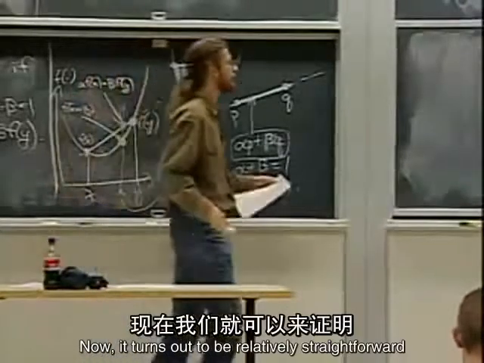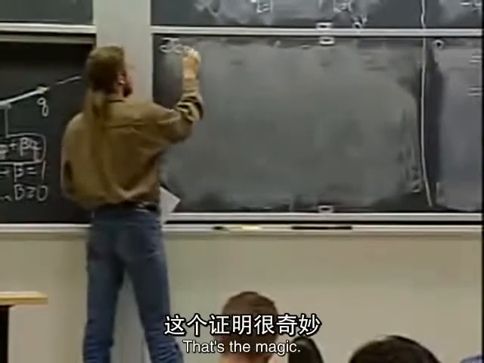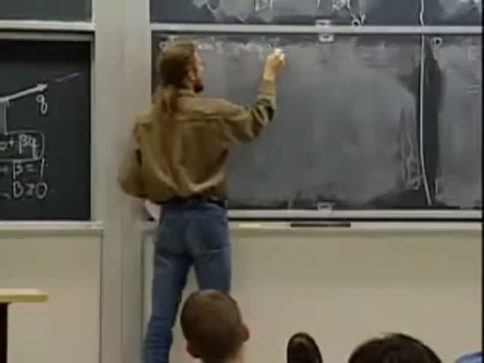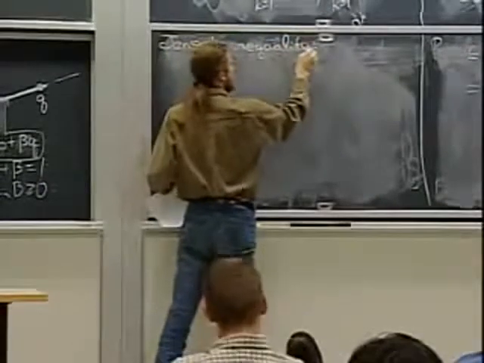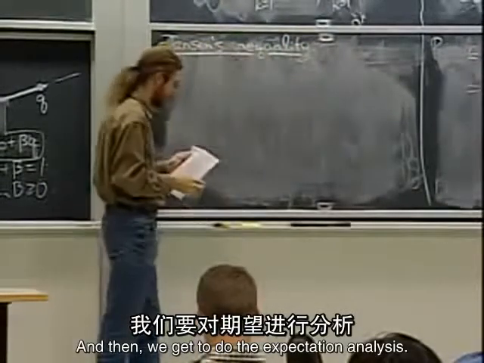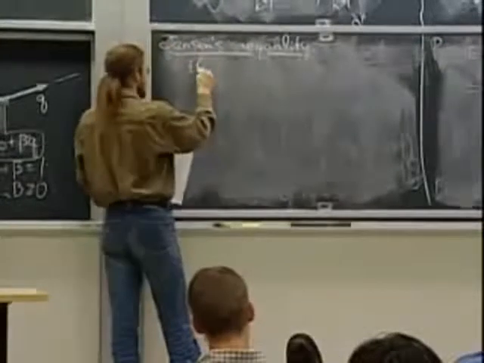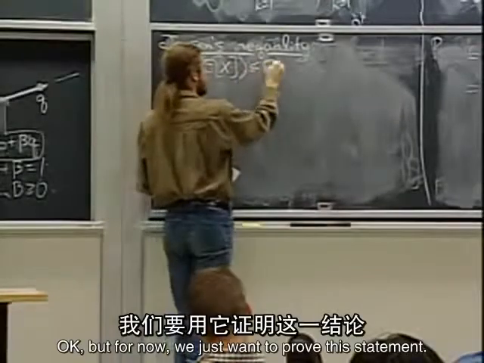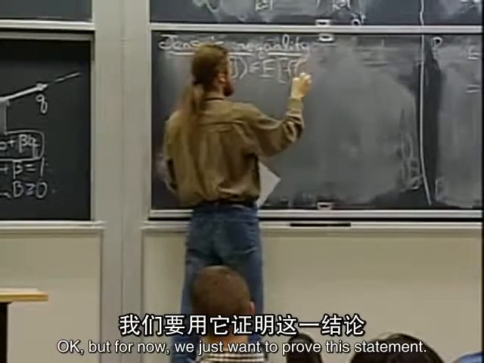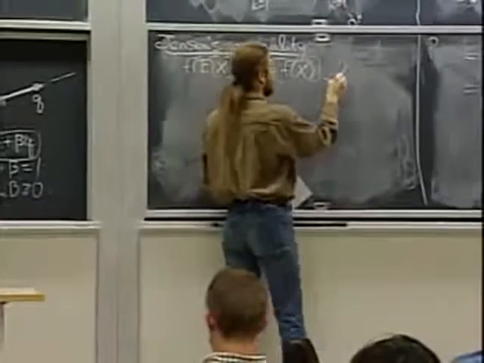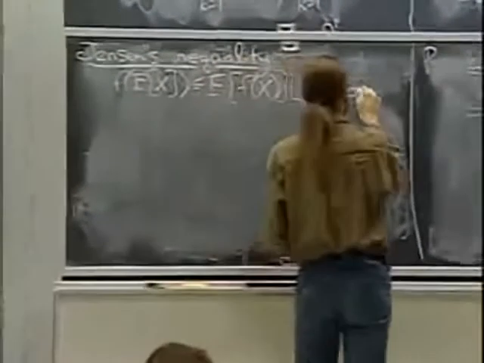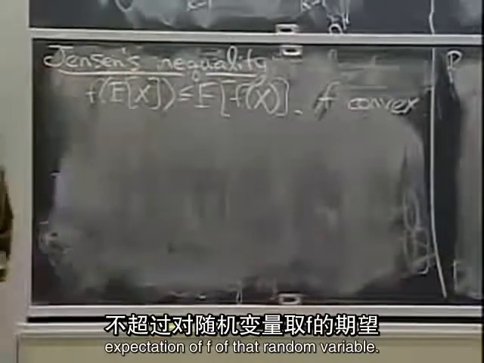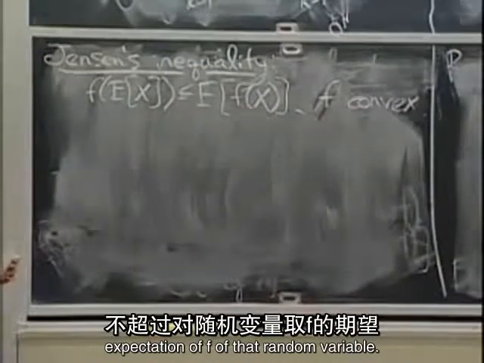Now it turns out to be relatively straightforward to prove Jensen's inequality. That's the magic. And then we get to do the expectation analysis, which we'll use our good friends, indicator random variables. Okay, but for now, we just want to prove this statement. If we have a convex function, f of the expectation is at most the expectation of f of that random variable.